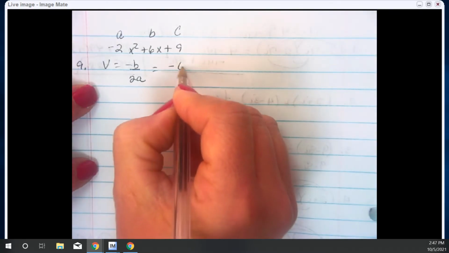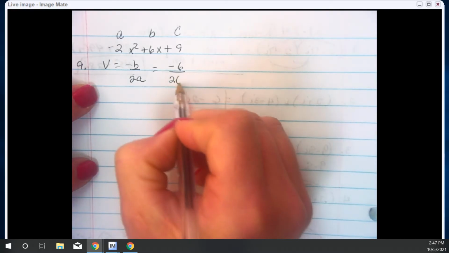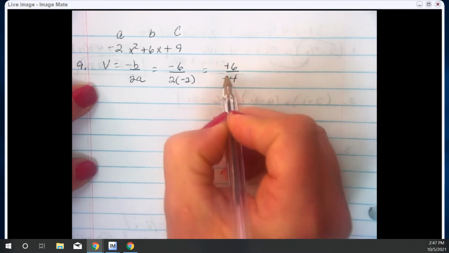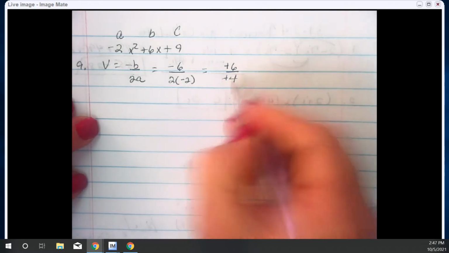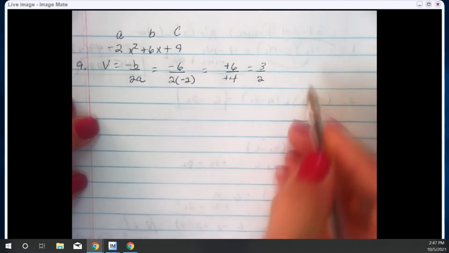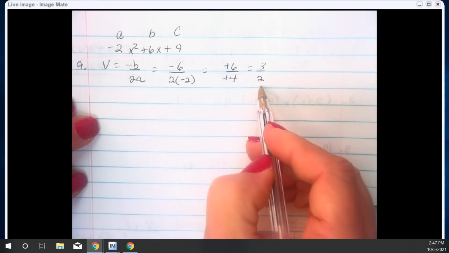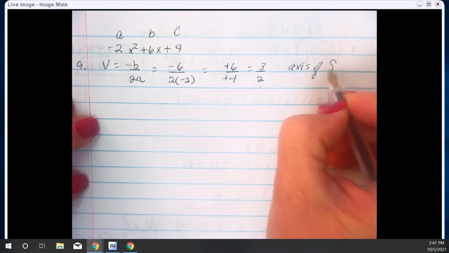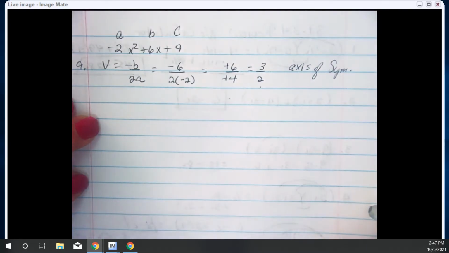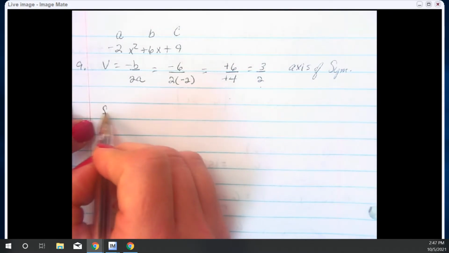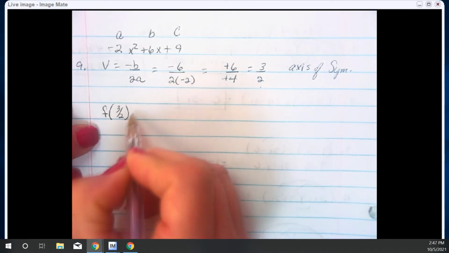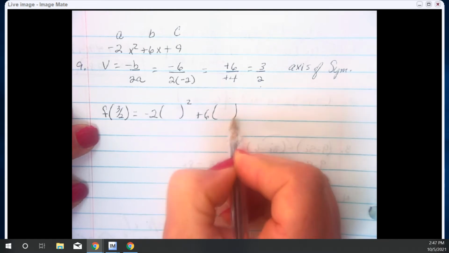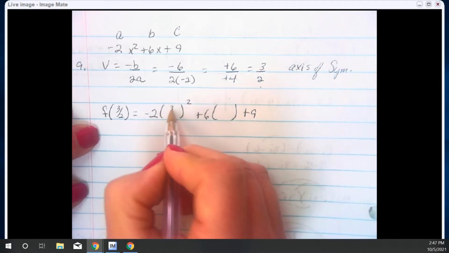The opposite of a positive 6 is a negative 6 divided by 2 times negative 2. A negative divided by a negative is a positive, and both of these are even, so I'm going to divide them by 2. So the vertex is 3 halves. Now, that gives me my axis of symmetry, and I need to find the y value for my vertex. So I'm going to go back into my function, negative 2, and in place of x squared and in place of x, I'm going to put 3 halves.